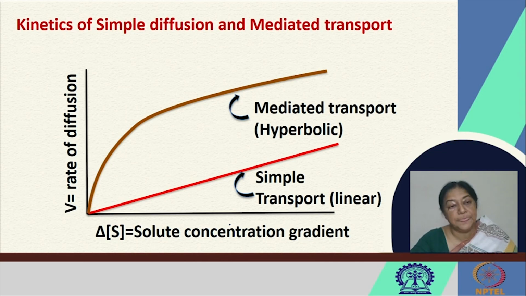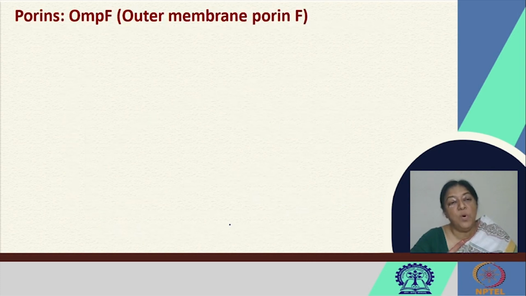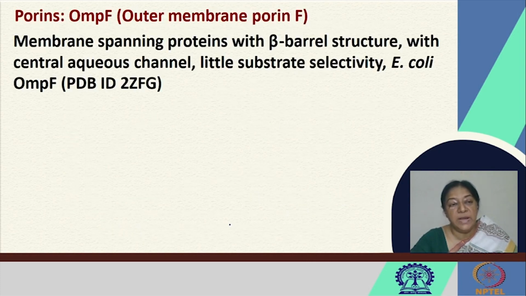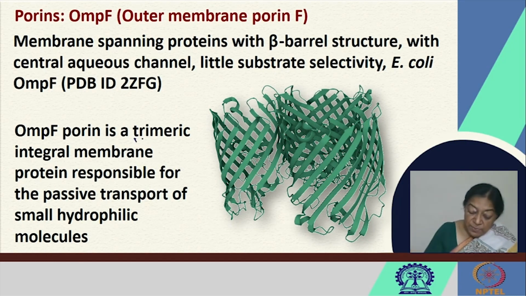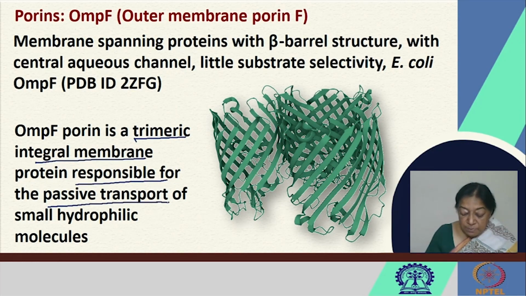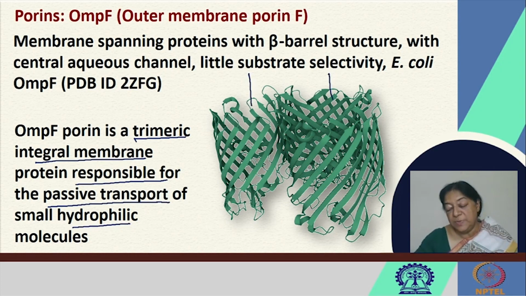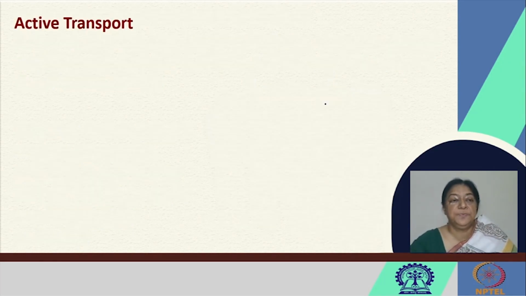If we look at the porins, the outer membrane porin F, this is also a membrane spanning protein with a beta barrel structure with a central aqueous channel, and it has little substrate selectivity in that sense. So this is a trimeric integral membrane protein that is again responsible for the passive transport of small hydrophilic molecules through the specific pores that are available due to the beta barrel structure.